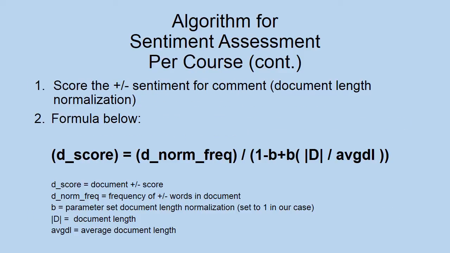And of course, for the score overall, we take the normalized total frequency of all the words, and we divide it by the denominator as shown here, which is 1 minus b plus b, where b is the parameter we use, times d, which is the document length divided by average document length. And this is all listed as one equation here.